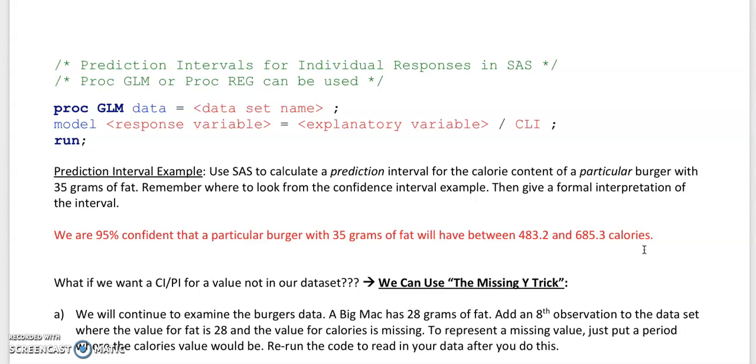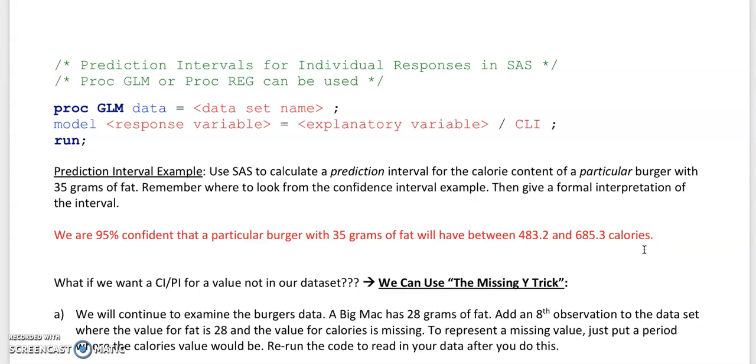We don't know the number of calories. That's the thing that we want to know. And so what we'll do is we'll just put a period where our y value would be. And this is the way that we write a missing value in SAS. And so we're essentially saying, we've got this extra burger, it's got 28 grams of fat, we don't know how many calories it has. It's not going to change any of our actual estimated slope, estimated intercept, r squared.